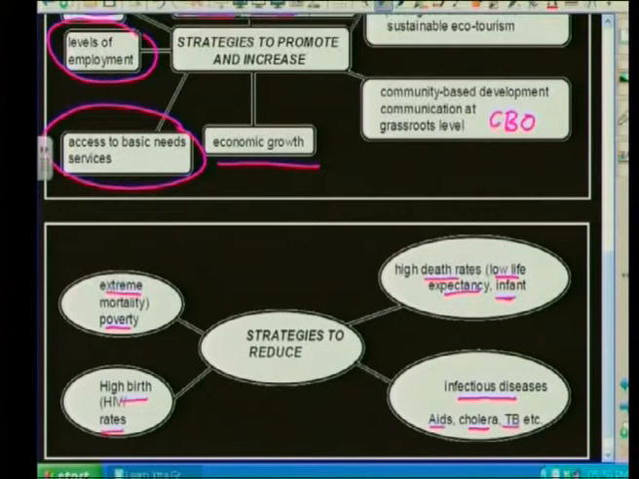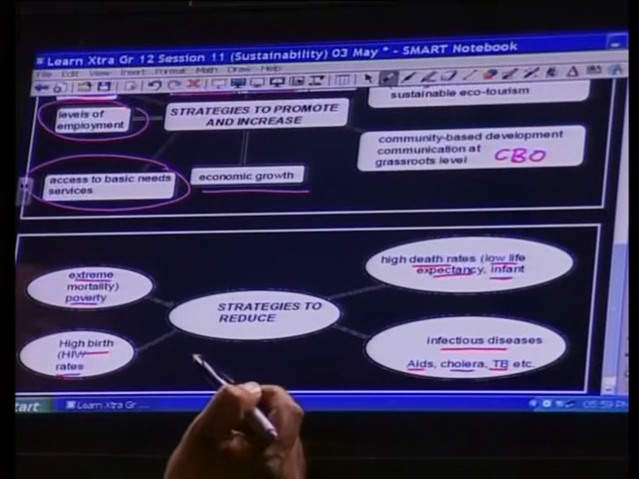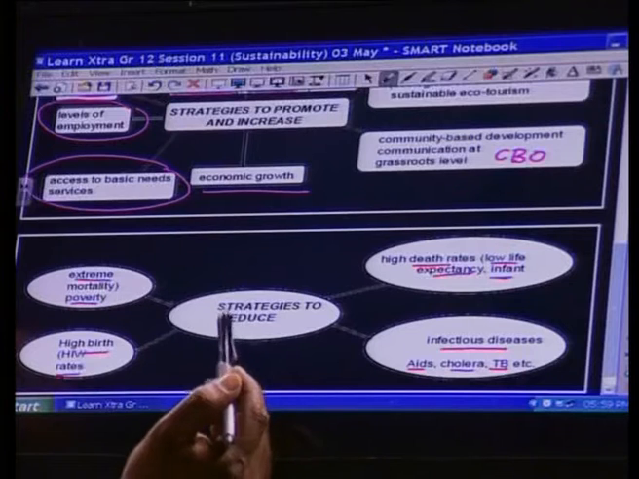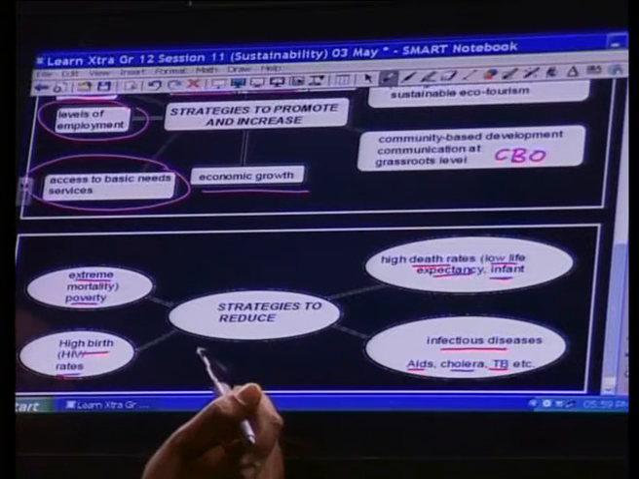What happens thereafter is the government is forced to spend more of the budget on these strategies in order to create awareness. What is important for you to understand is both the strategies to promote and increase rural development, as well as those factors and strategies that impact negatively on growth.